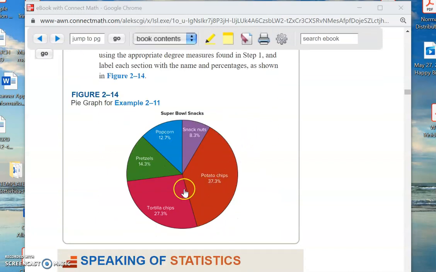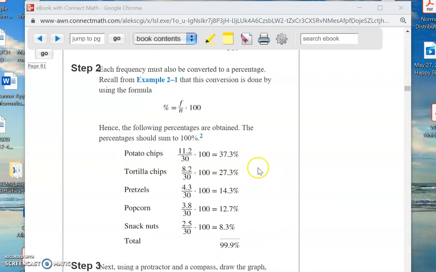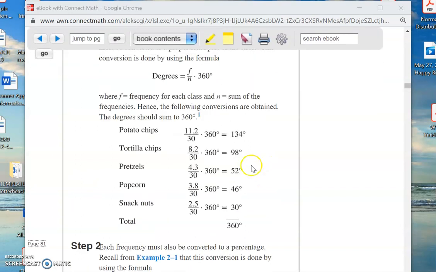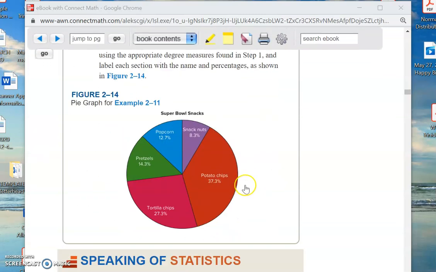Now, do you remember that from another class, perhaps? 180 degrees is half of this circle. So 134 degrees isn't quite half. It's significantly less than half, okay? Let's see. How about this one here? Popcorn is 46 degrees right there, okay? That looks about right to me. That's 46 degrees, right around 45 degrees.